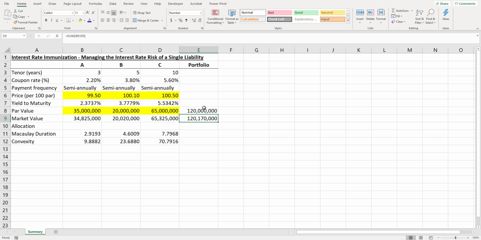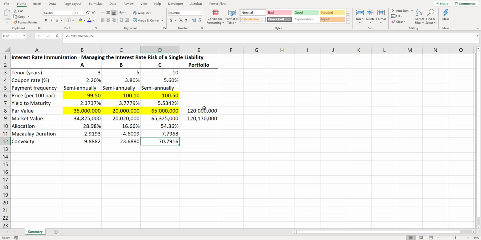So that's 120.17 million. The allocation here will be based on the market value, so I'll just take the allocation, divide by the total market value. So we have this percentage here. And then this is the Macaulay duration of each of the bonds as well as their convexity.